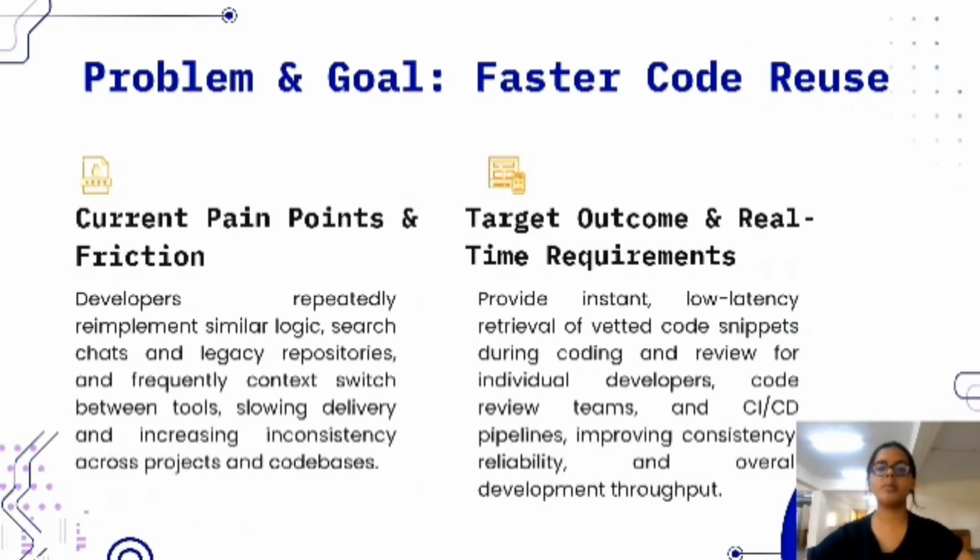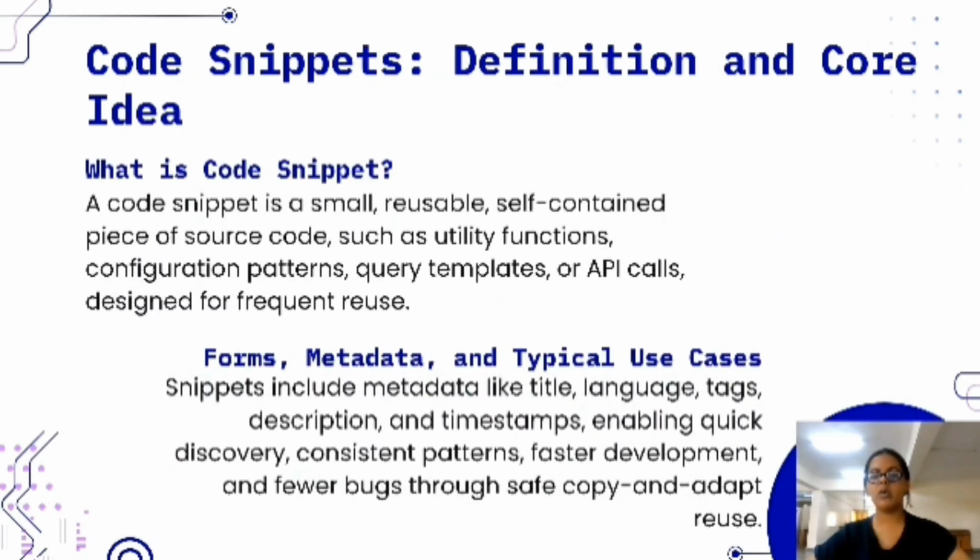So now let's talk about the problem and goal. In real world development, developers often rewrite the same code multiple times. They also waste time searching for the code in chats, old files, or repositories. This creates problems like time wastage, inconsistency, and reduced productivity. So the goal of our project is to provide fast and easy access to reusable code snippets in real time.